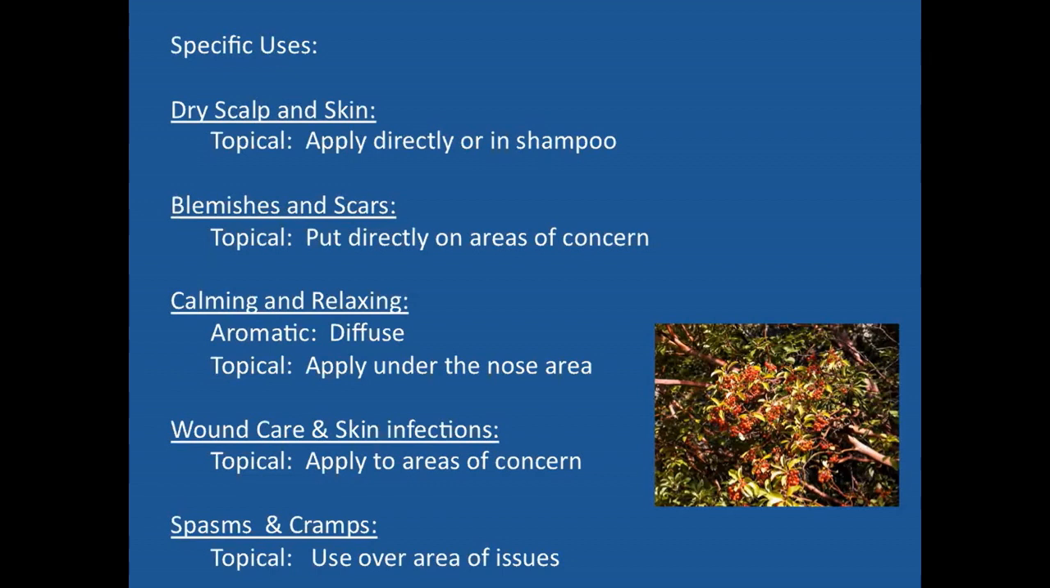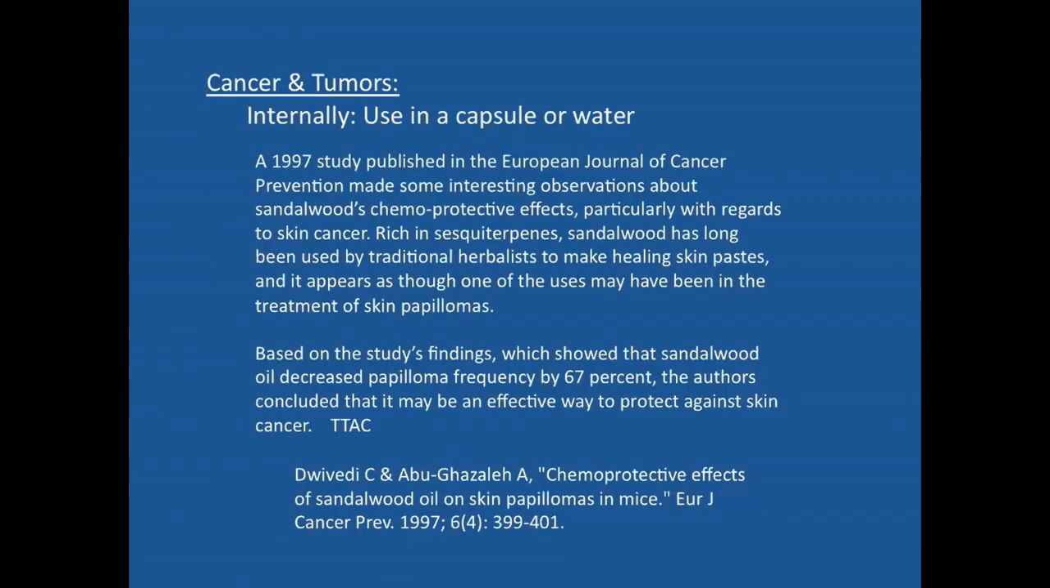Cramps are more in line with skeletal muscle. Cramps can occur when there has been excessive use or dehydration associated with it. But putting the essential oil of sandalwood over can help those spasms or cramps. It's also helpful in connection with cancers and some tumors, and internally can be used in a capsule or mixed with water.